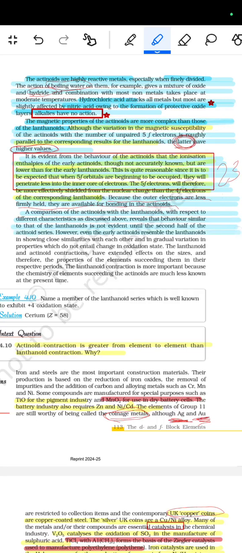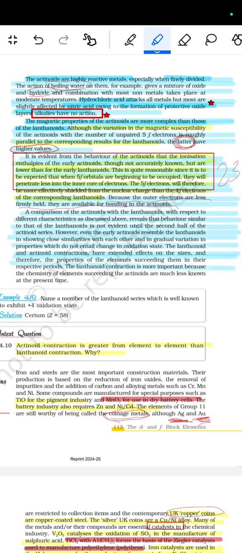However, even the early actinoids resemble the lanthanoids in showing close similarity with each other and a gradual variation in the properties which do not entail change in the oxidation state. The lanthanoid and the actinoid contraction have extended effects on the size and therefore the properties of the elements succeeding them in their respective periods.